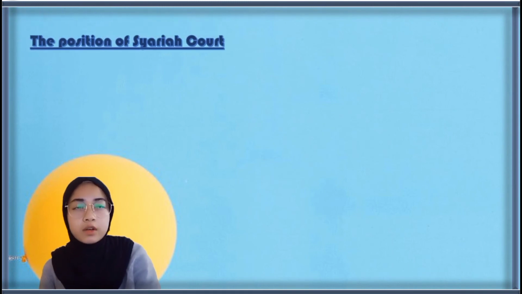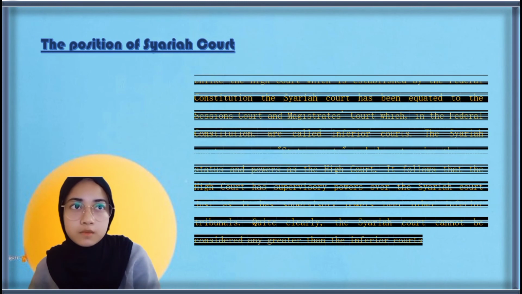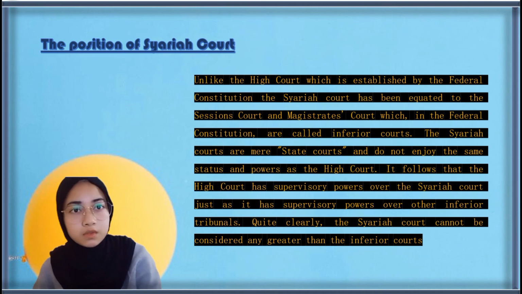Position of the Sharia court. Okay, unlike the High Court, which is established by the Federal Constitution, the Sharia court has been equated to the Session Court and the Magistrate Court, which in the Federal Constitution are called inferior courts. The Sharia courts are mere state courts and do not enjoy the same powers or the same status as the High Court. It follows that the High Court has supervisory powers over the Sharia Court, just as it has supervisory powers over other inferior tribunals.